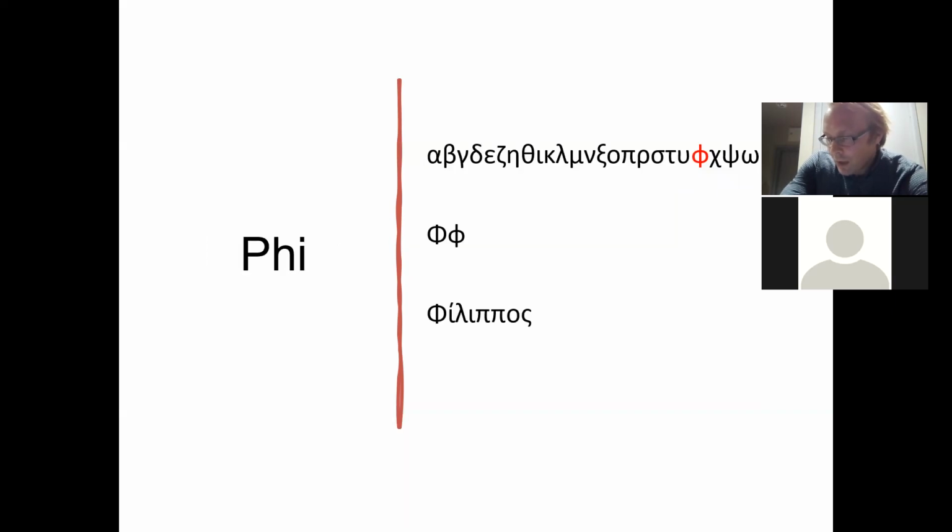The letter Phi stands for an F sound, as in the name Philippos. The most famous Philippos was the father of Alexander the Great. The following letter is Chi. We find Chi as the initial letter in the word chaos, which means chaos.